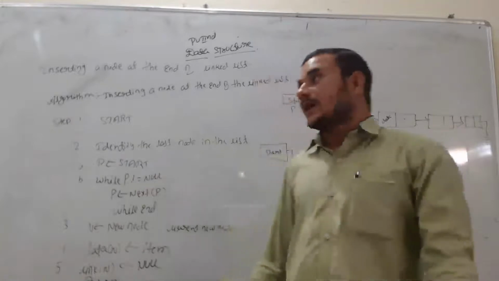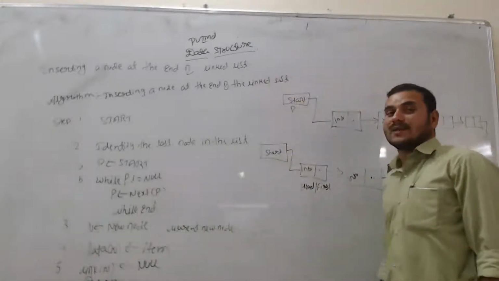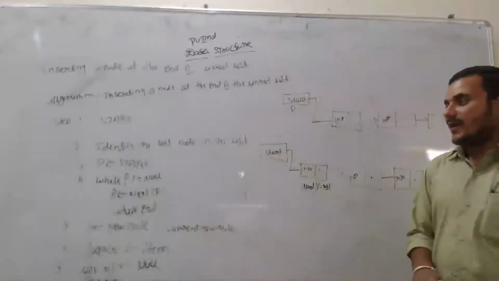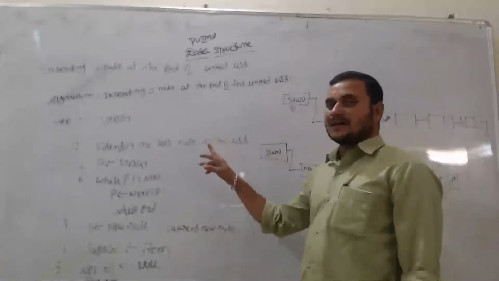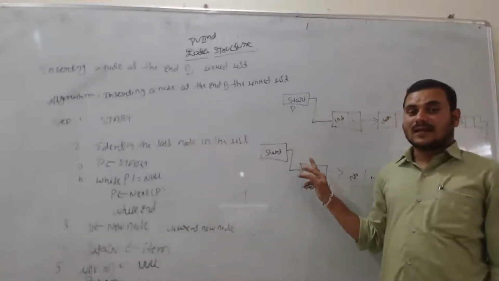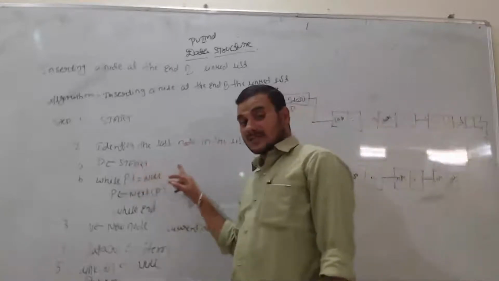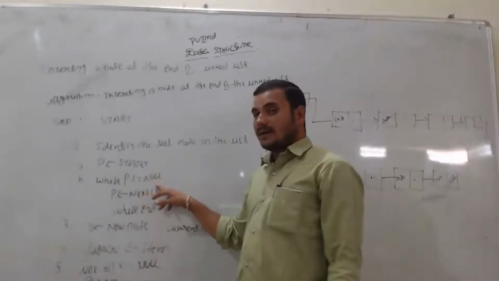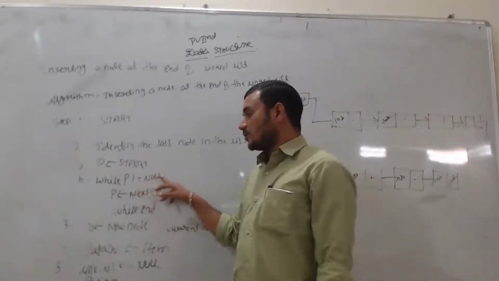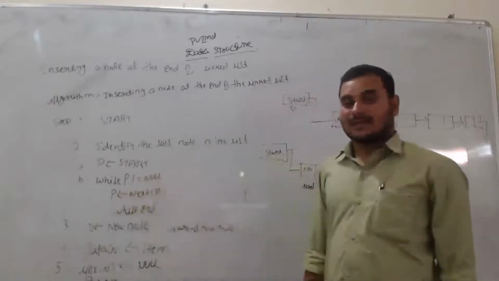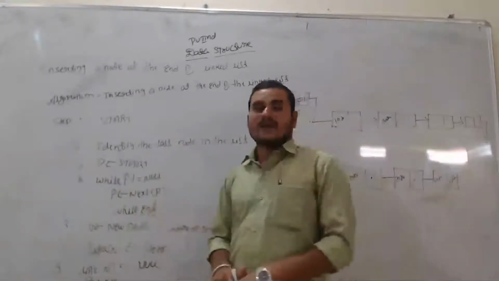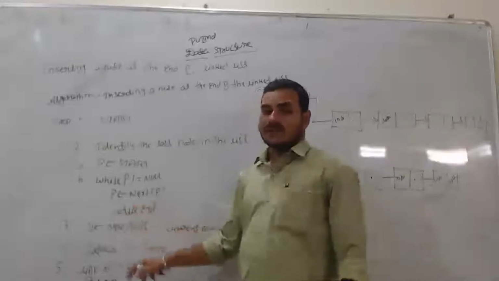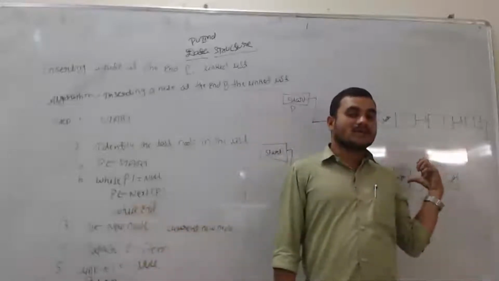If they ask you to write down the algorithm for inserting a new node at the end of the linked list, you have to write down this algorithm. If they ask for 2 marks or 3 marks, you have to write down this algorithm. Step 1 start, step 2 identify the last node in the list. Step 3 p is equal to start. Then while p is not equal to null, p is equal to next p. Then after we identify the last node, n is equal to new node. Here you are inserting one more, that is the new node.